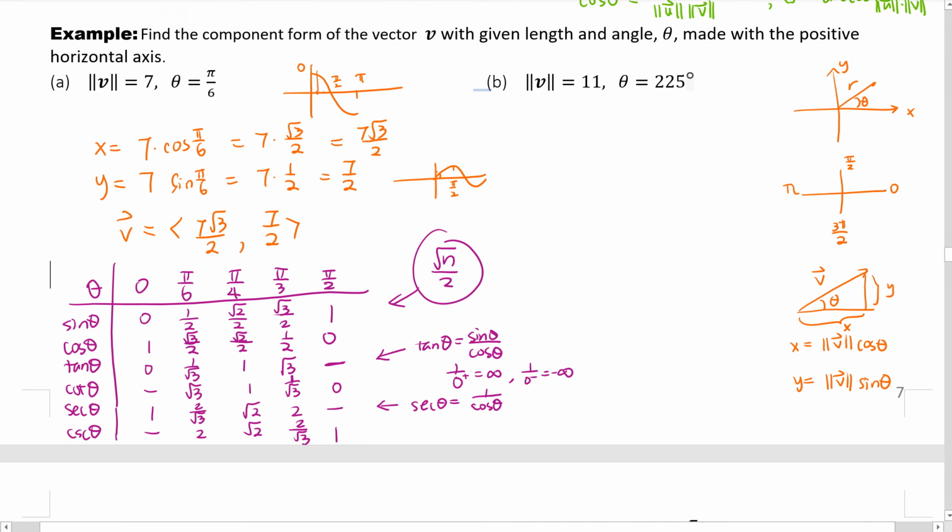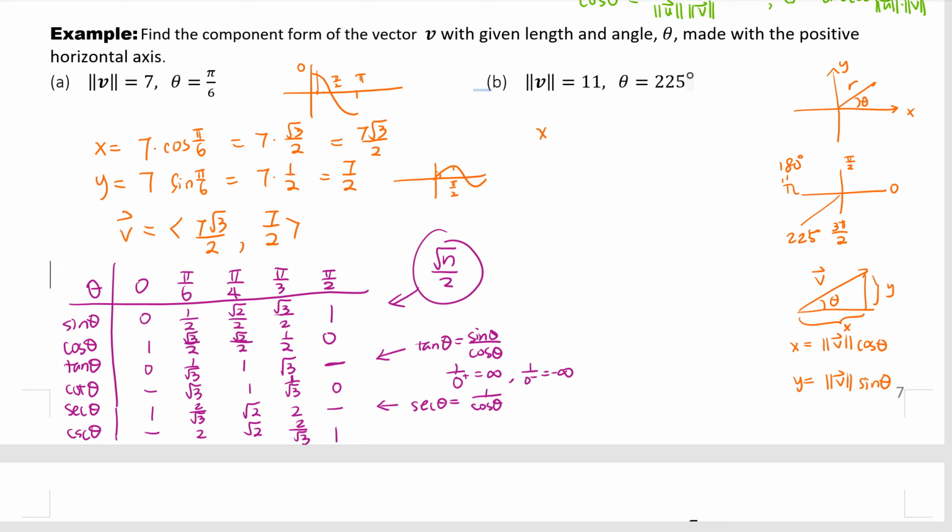Okay, let's continue. So the magnitude is 11 and the theta is 225. So what is 225? This is 180 degrees, right? And then 180 degrees plus 45 degrees is 225 degrees. So 225 degrees is in the third quadrant.